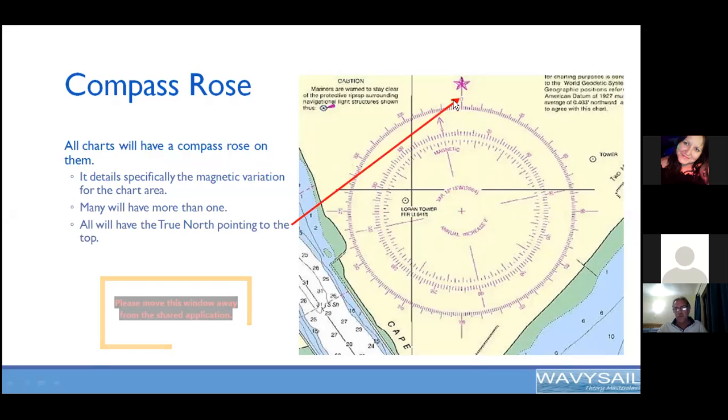However, the main compass rose will always point to the top of the chart, and that's north. So you'll notice that our latitude, there's our longitude, will always point to the top of the chart, the same as the compass rose. That is your true. The word true being operative here. It points to the top of the chart.